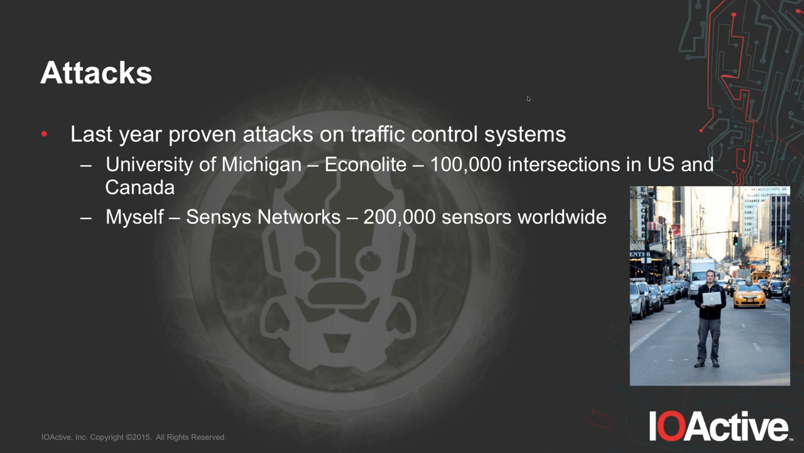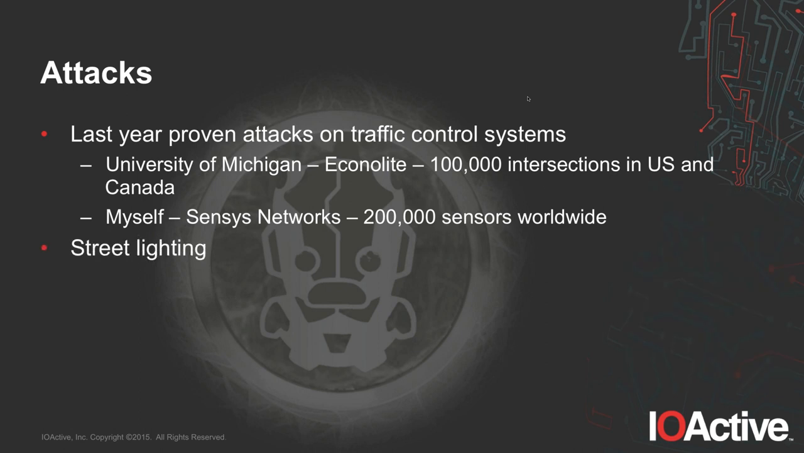In the case of the University of Michigan, they found out that probably 100,000 intersections in the US and Canada could be affected by these issues. They found basically that the wireless links between the traffic controls were not being encrypted at all. They also found that the sensors used for traffic detection were not using encryption either. In my case, there are 200,000 sensors installed worldwide that were vulnerable and probably are still vulnerable today. So that was for traffic control systems.